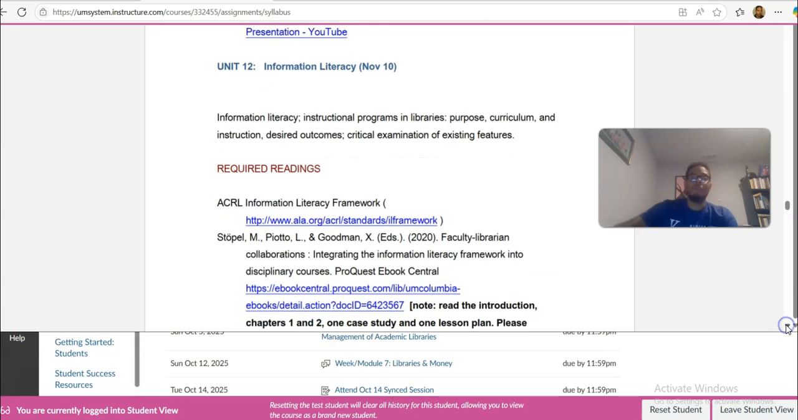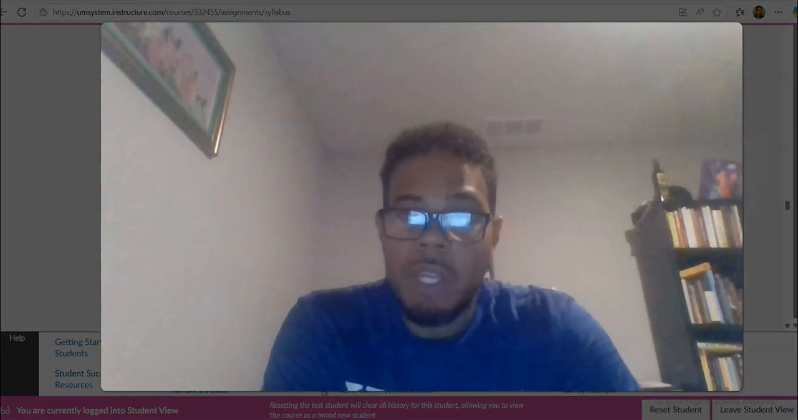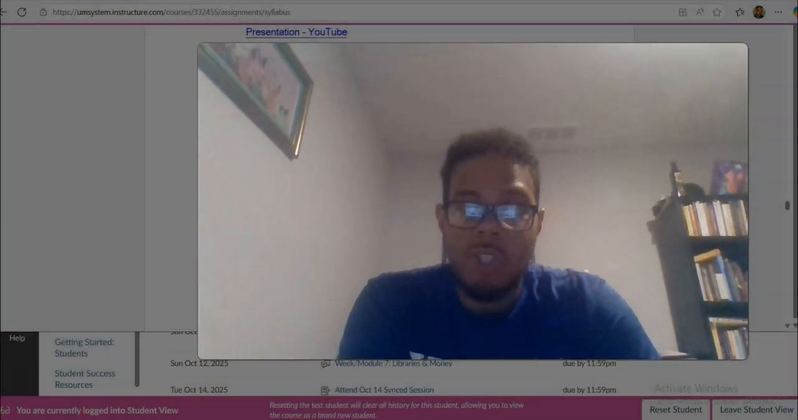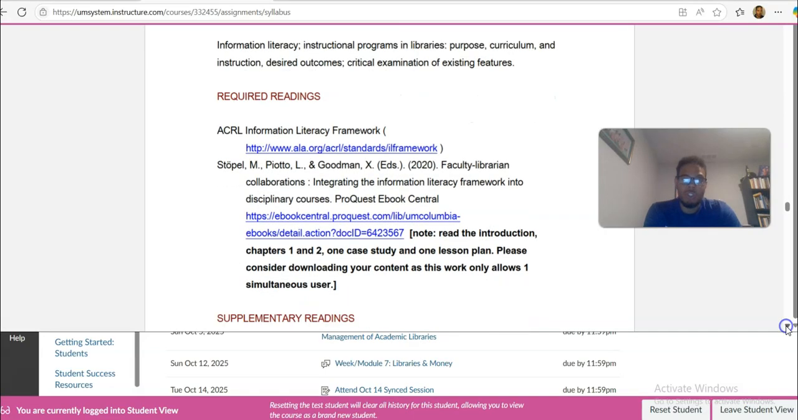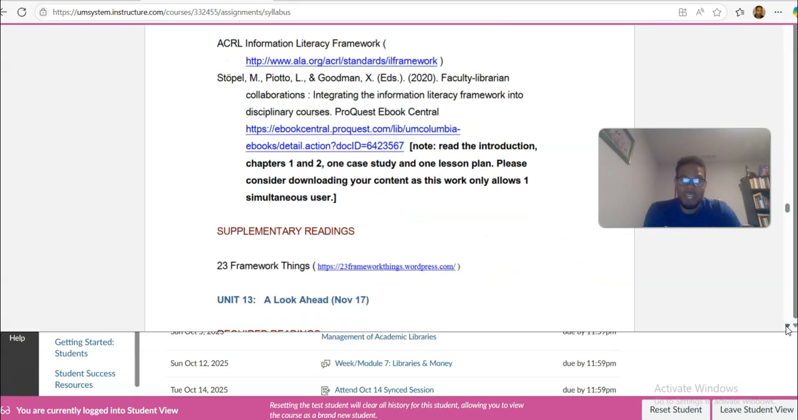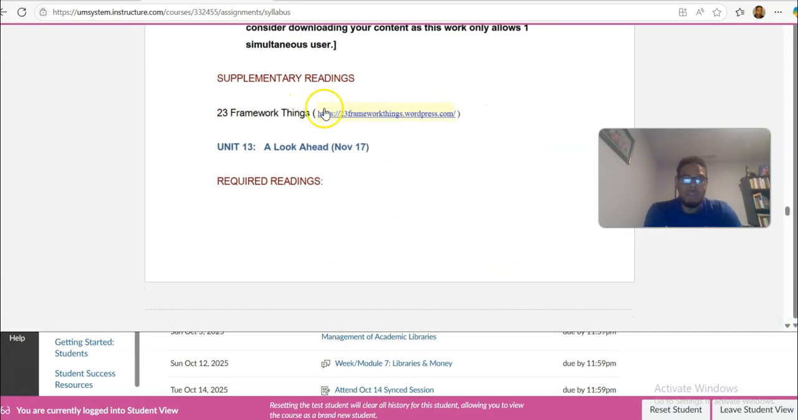Week number 12, information literacy. All right, so we are going to talk about the ACRL information literacy framework. That is something that is a big deal. A lot of librarians take that very seriously. So you do need to be aware of the framework. And when we talk about the framework, we're not just going to talk about the framework, but we're going to get into why it's important and things of that nature. So, okay. And then you'll have a supplementary thing here, which you may enjoy. This will be optional, but the 23 framework things, this really does help contextualize the framework.